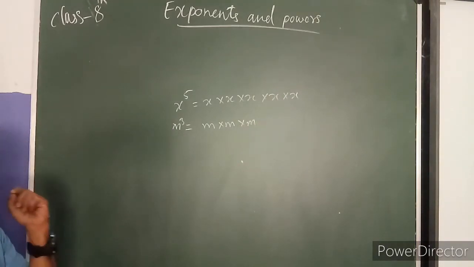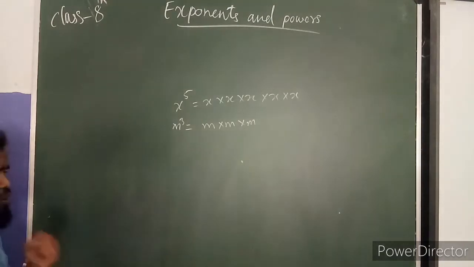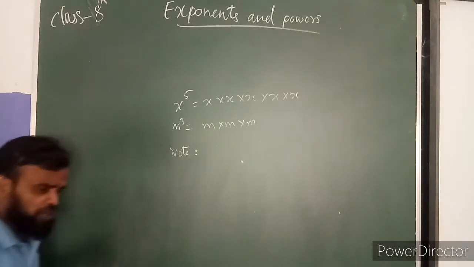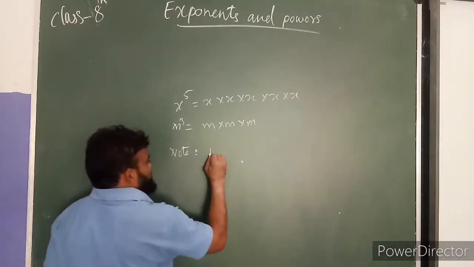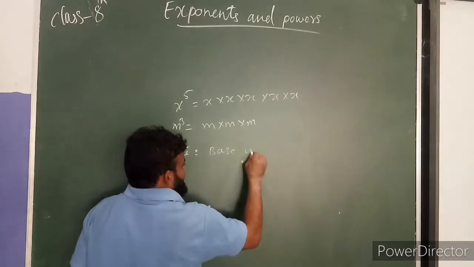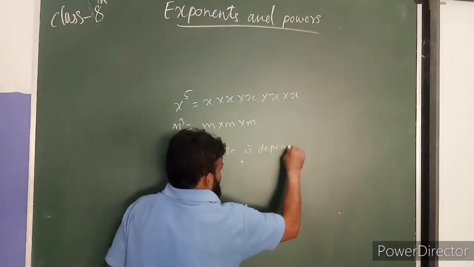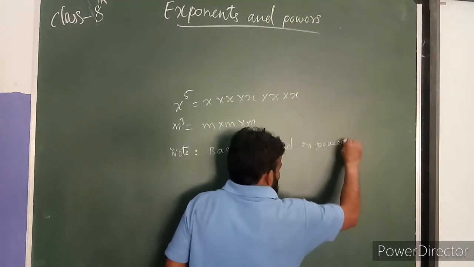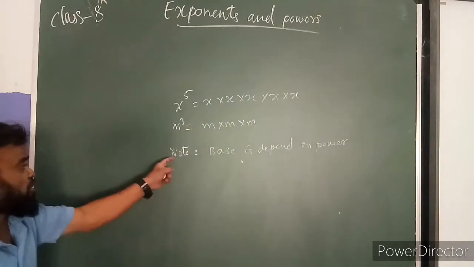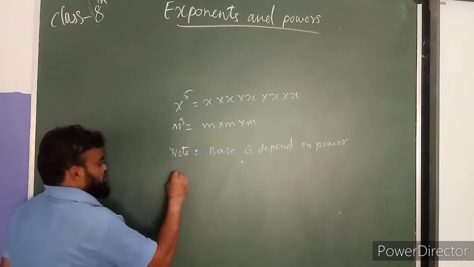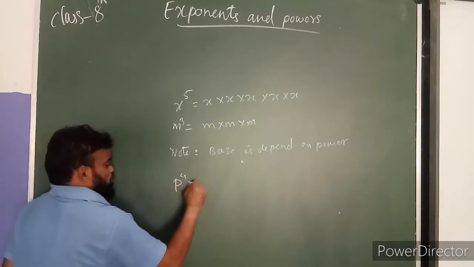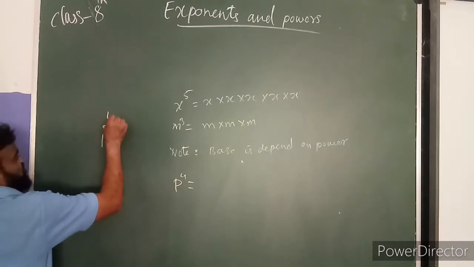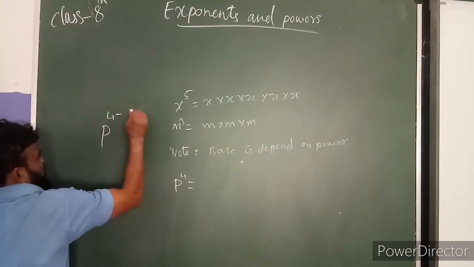Here, one point should be there. What is the main point? The base depends on the power. Did you understand? For example, p to the power of 4. This is the base, p. Sorry, this is the base and this is the power.